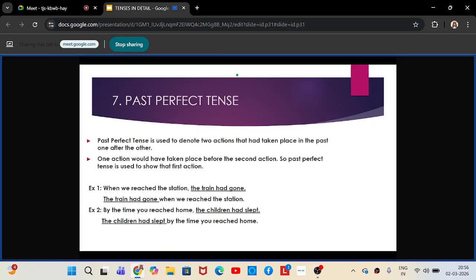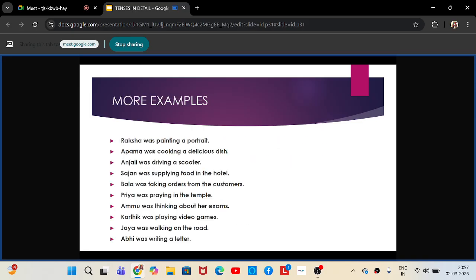So next is past perfect tense actually. I will just give an introduction to this tense. Is anyone aware about where to use this tense? Does anyone know where past perfect tense is used? Any guesses?